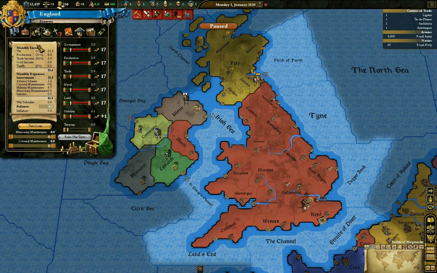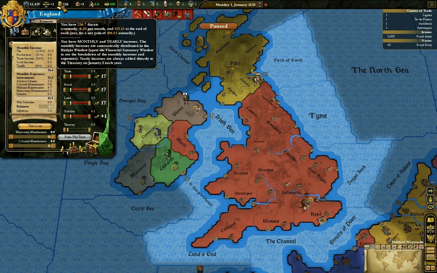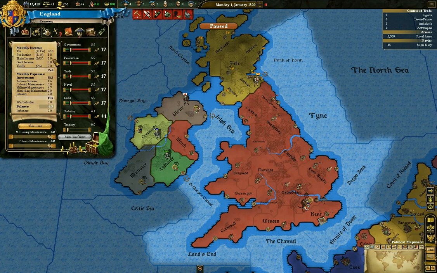First thing to look at is income. That's how much money is coming in a month. This is different from the yearly tax that I mentioned. The yearly tax is just this figure here that you get at the end of the year. So that's kind of a separate thing.